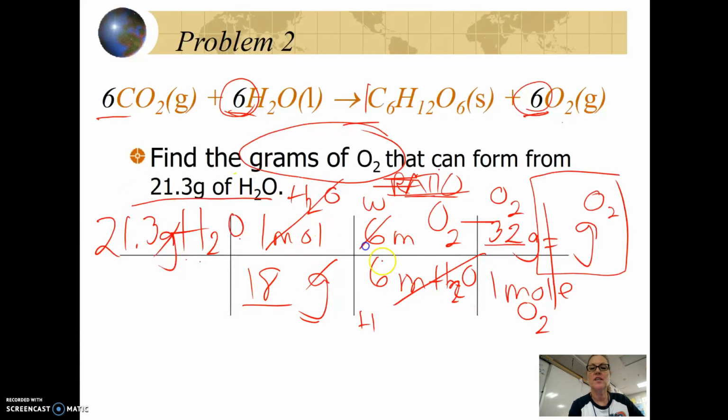Now, as far as this 6 over 6, I can reduce that to 1 over 1. If you want to leave it in for the math, you can, but the math would simplify if you reduce it. So the math again is 21.3 divided by 18, 1 over 1, so nothing, times 32. That's going to give you your answer. So you calculate that, and that is how you do it. Those are your mole problems. Stoichiometry, it's all there. You got this.